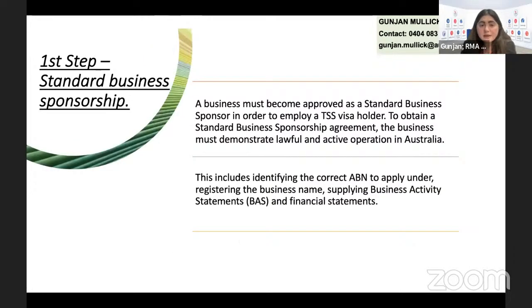Okay, what's the first step? Like I discussed, now I'm going to discuss a little bit in detail about the sponsorship, nomination, and visa. The first step is about the sponsorship. The business must become an approved sponsor. If you lodge the nomination and the sponsorship gets refused, the nomination may have very high chances of refusal because the sponsorship has not been approved.